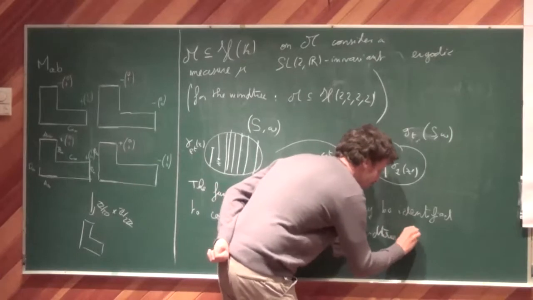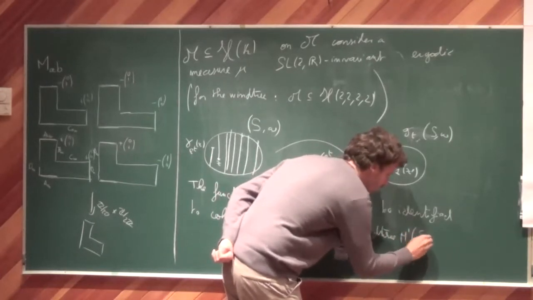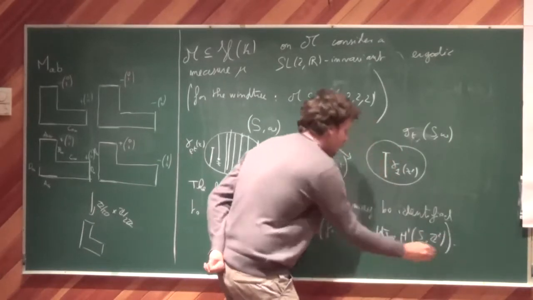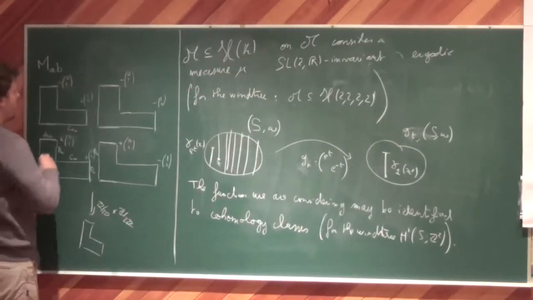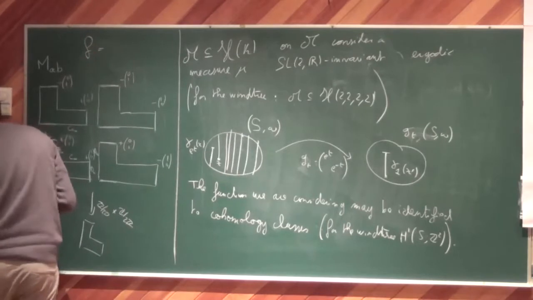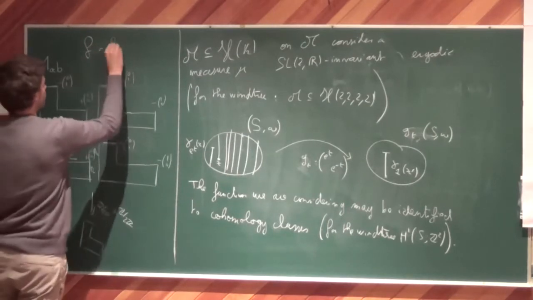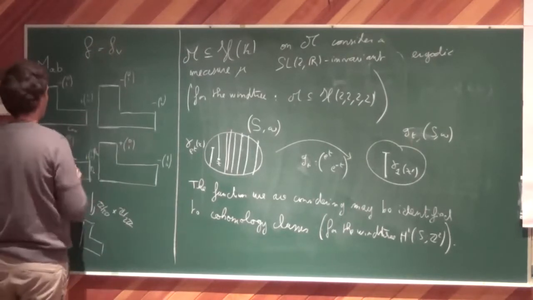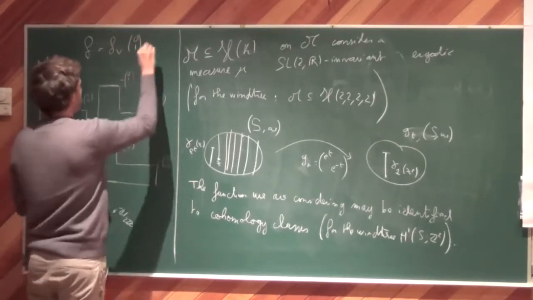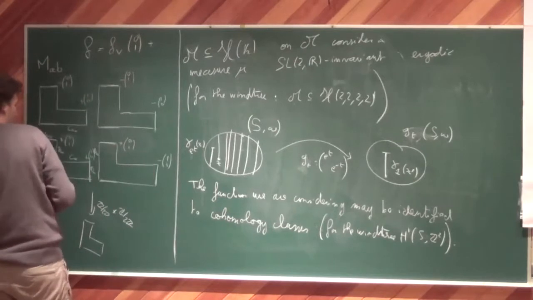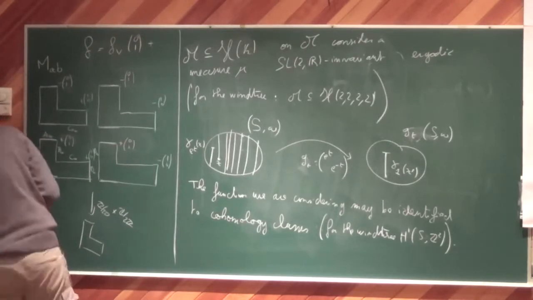It takes value in Z^2, but actually you can decompose it in two pieces. My F, you can write it as F_V times (0,1) plus F_H times (1,0).